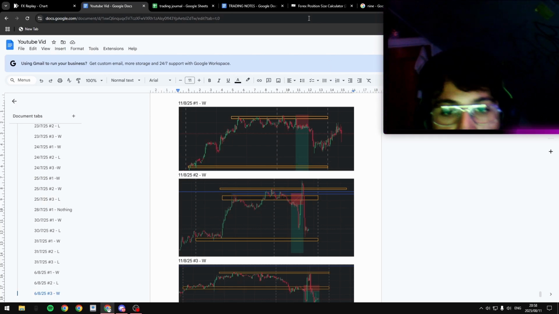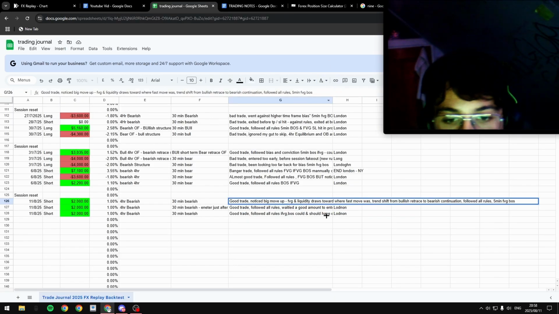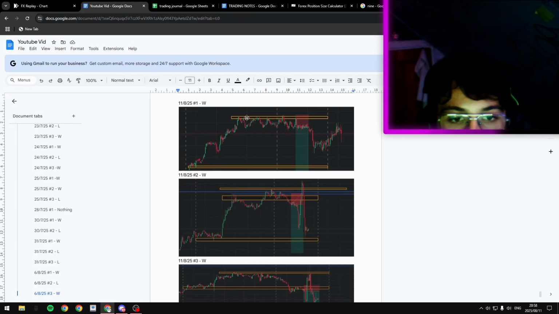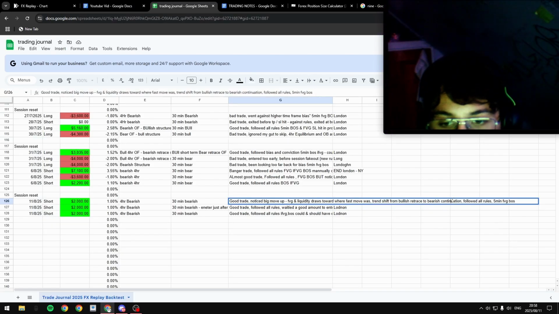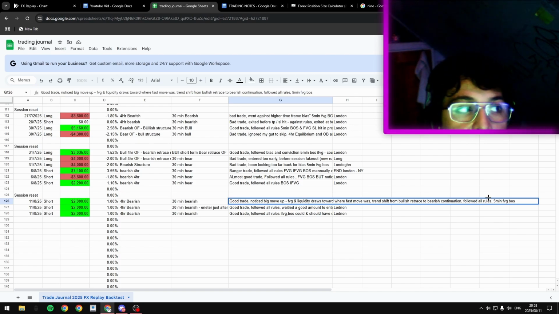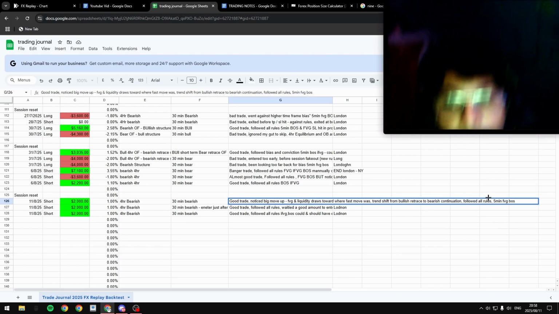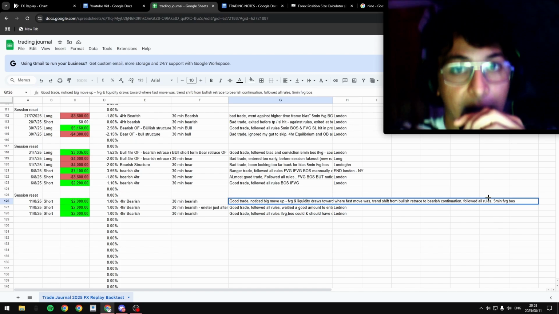But I made a bit of an error with my take profits. I said the trend shifted from a bullish retracement here to a bearish continuation of the overall higher time frame trend, followed all rules, and entered on a 5-minute break of structure and a fair value gap.